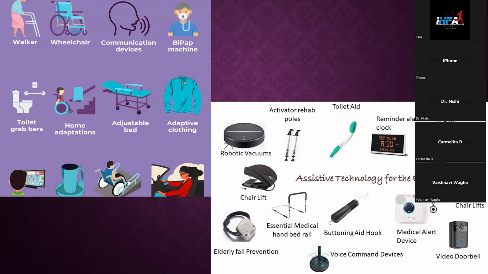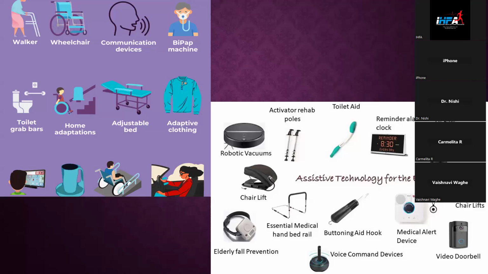Home adaptations, for people who are wheelchair bound. There are nowadays wheelchair stairlifts also, where they can just attach their chair and automatically the machine will take them up the staircase. Adjustable bed, where the patient cannot sit on their own. With adjustable beds, they can come into a more sitting position from the supine position.